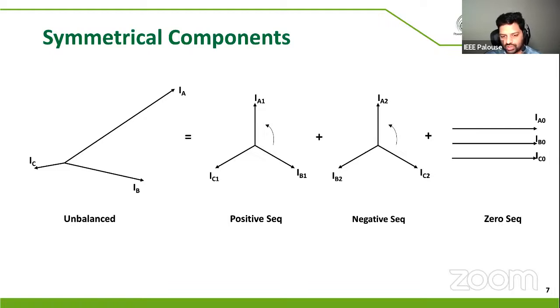The positive sequence will always have the same phase rotation as the original unbalanced system. The negative sequence will have exactly the opposite phase rotation to the positive sequence component. As per Fortescue, this is his definition: any unbalanced system with n phasors can always be split into an equal number of balanced phasors.